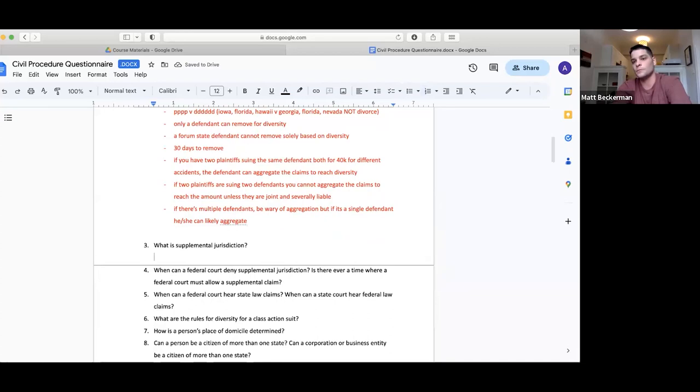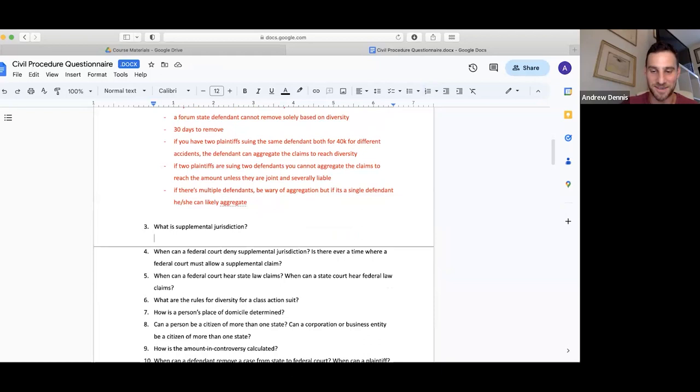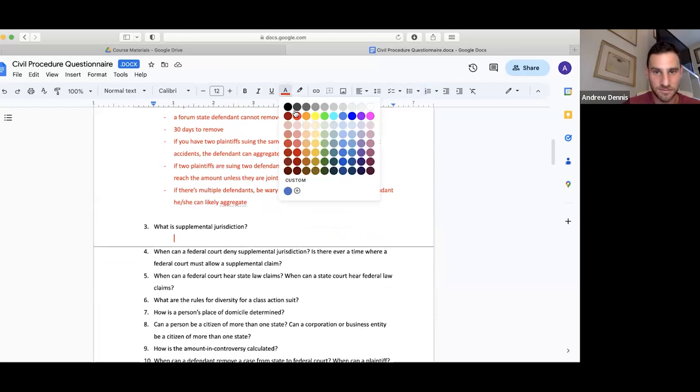All right, let's talk about supplemental jurisdiction. What do we got for that? Anyone in the class? Not an easy concept. If you were hoping for an easy concept, it's not. Someone mentioned same transaction or occurrence. I feel like it's definitely going to come into play here. Common nucleus of operative fact, yes.